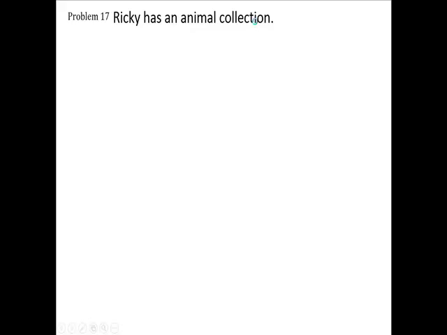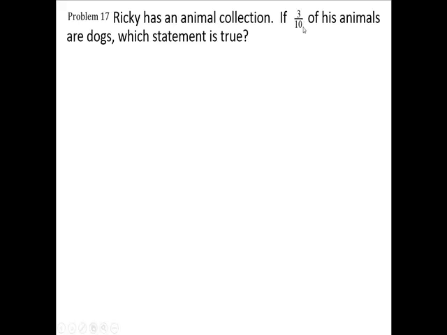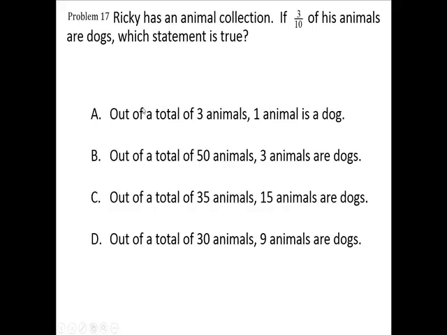Ricky has an animal collection. If 3/10 of his animals are dogs, which statement is true? Out of a total of 3 animals, 1 is a dog. Out of 50 animals, 3 are dogs. Out of 35 animals, 15 are dogs. Out of 30 animals, 9 are dogs.